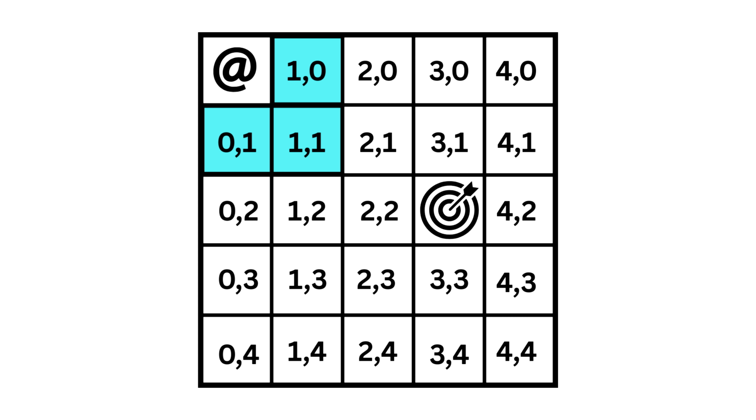Step 1, look at the tiles that are surrounding the player. Step 2, calculate the distance between the surrounding tiles and the target tile. Step 3, select the surrounding tile that is closest to the target tile. And then step 4, move the player to that surrounding tile and repeat until they reach the target tile. Let's look at an example.